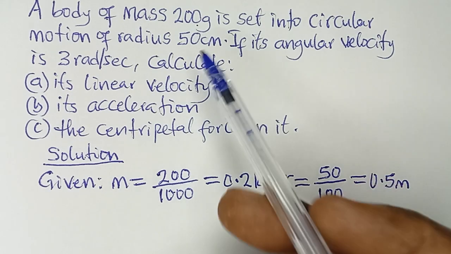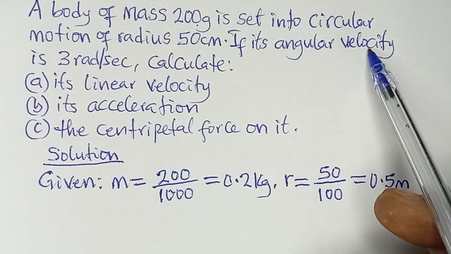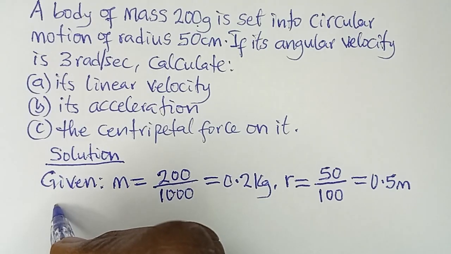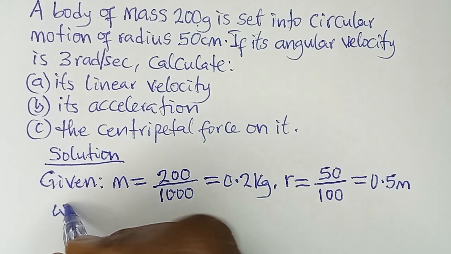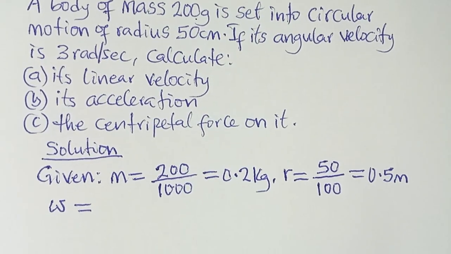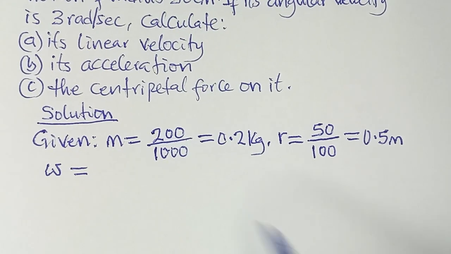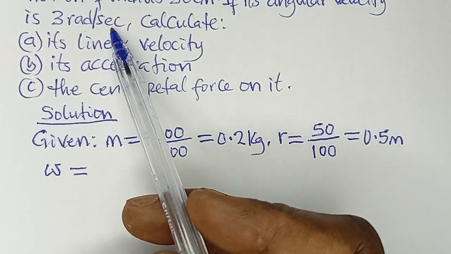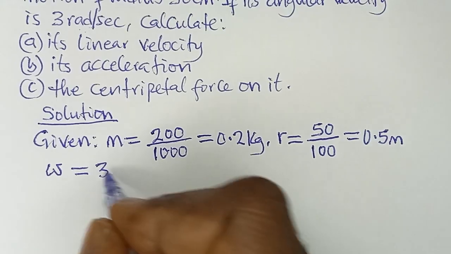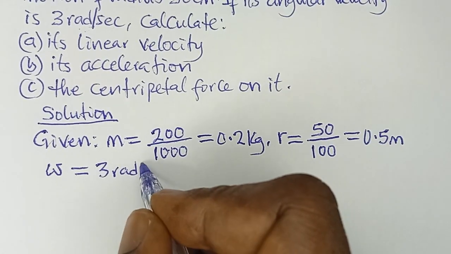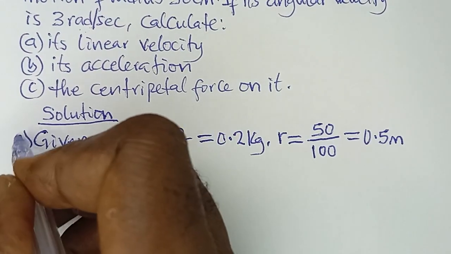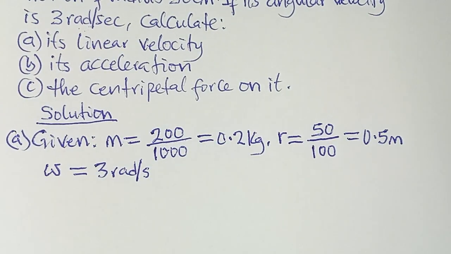Now, if we continue again in the question, we are given its angular velocity. The angular velocity is represented by this omega. So this is the symbol for omega, which is the angular velocity. And the angular velocity there is 3 rad per second. That's 3 radians per second. So I'm going to write 3 radians per second. Don't forget we are solving question A. That is the first question.